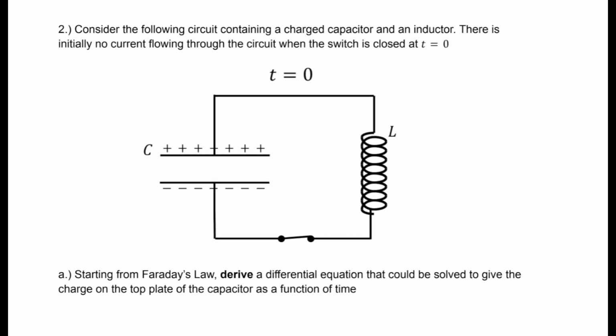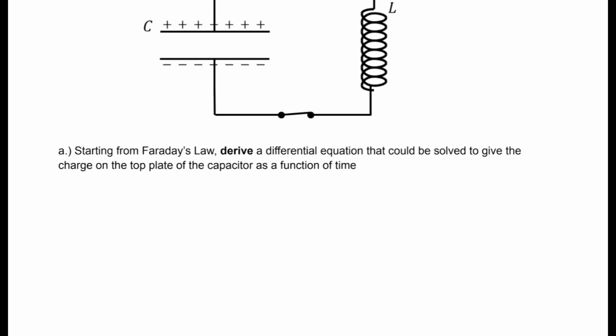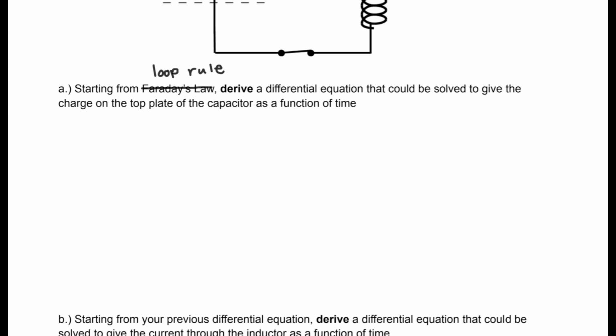So first, it's the same one as before. We're just trying to come up with the differential equation. So first I say starting from Faraday's law, and actually I'm not totally a fan of starting just from Faraday's law, so we're going to make a director's cut here. And we're just going to say loop rule. Because this application of Faraday's law will just turn into a loop rule. Derive a differential equation that could be used to give the charge on the top plate of the capacitor as a function of time. So for this, we will just apply the loop rule.